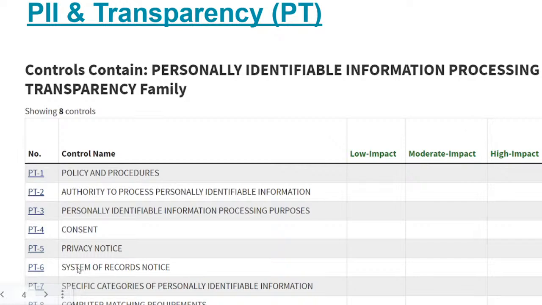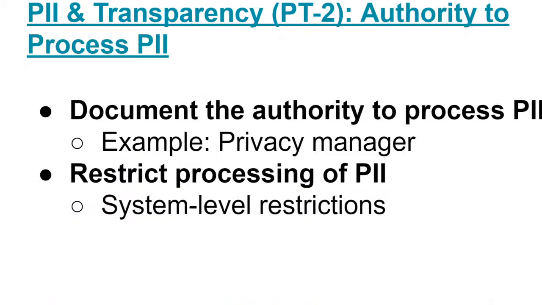PT6 goes into System of Records Notice, or a SORN, where if you have a searchable database of all the personally identifiable information, then you have to put forward this statement that explains why it's searchable, what they're doing with the information, and then you make that publicly available. It's a breakdown of the who, what, when, where, and why of the actual information.